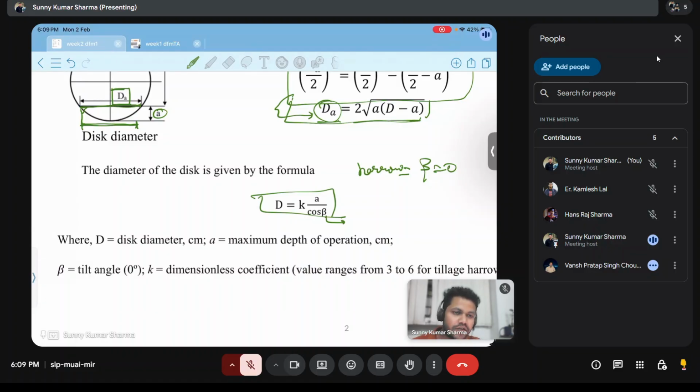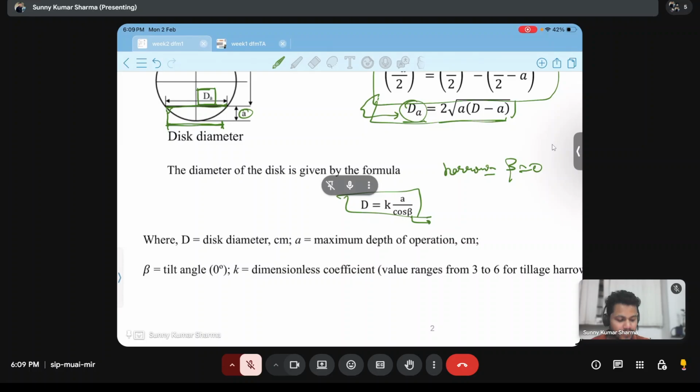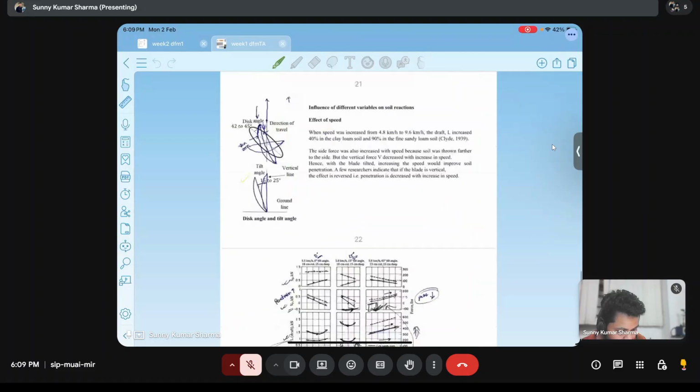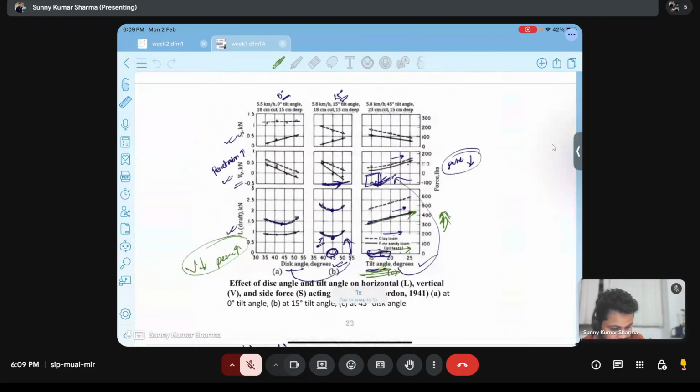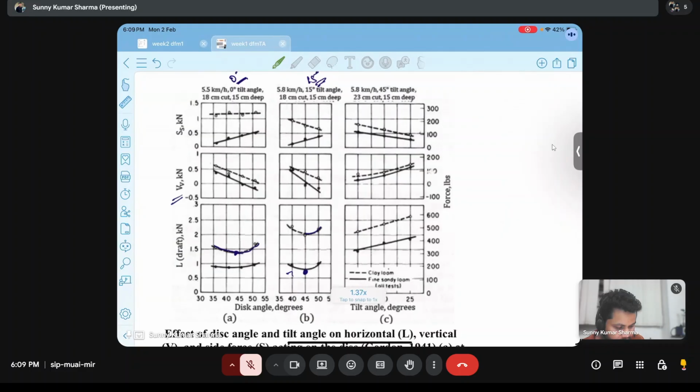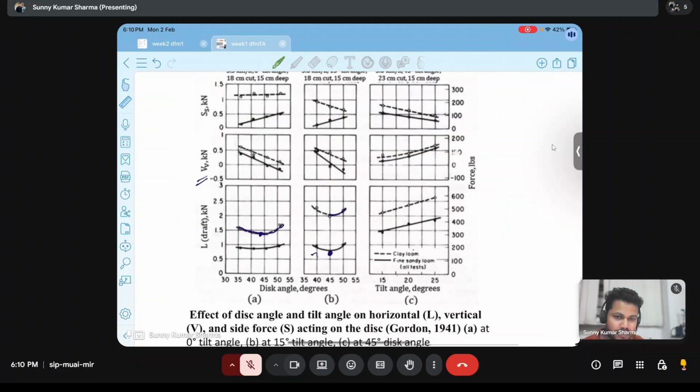And why that value? We discussed in the last class why the tilt angle should be less and the disc angle should be around 45 degrees. What is the reason? I cannot recall that. Okay, wait. In the last class we saw this graph. Here I explained why the tilt angle should be minimum, around 15 to 25, and the disc angle should be around 15 to 45 degrees. This graph clearly explains that.